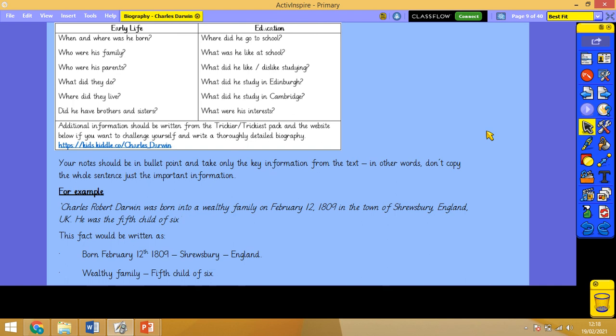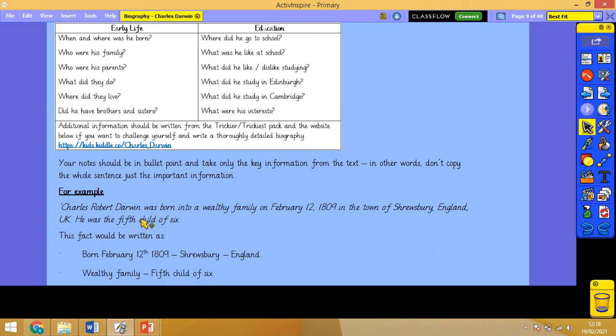If you're reading the rest of the information for Trickier and Trickiest, then I would expect extra information for each of these sections to be written. So this is just the basics. To challenge yourself, we need to add extra information so we can write a thoroughly detailed biography.